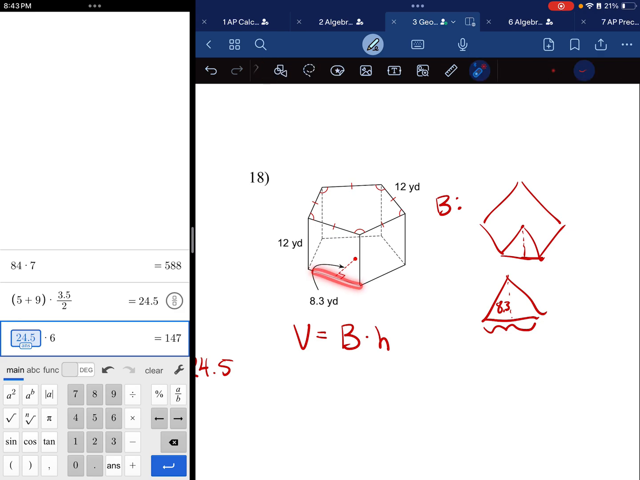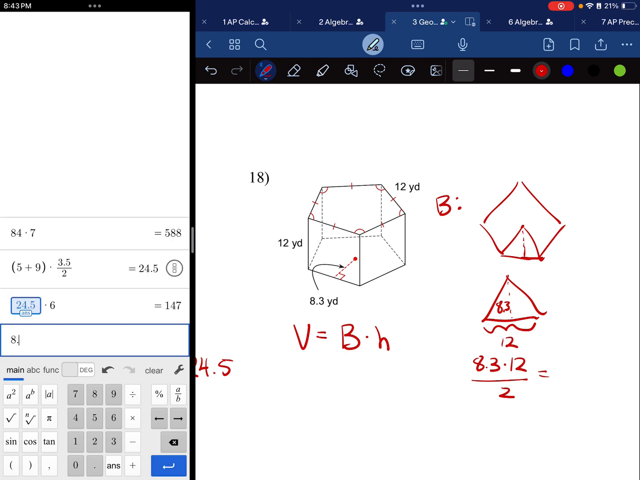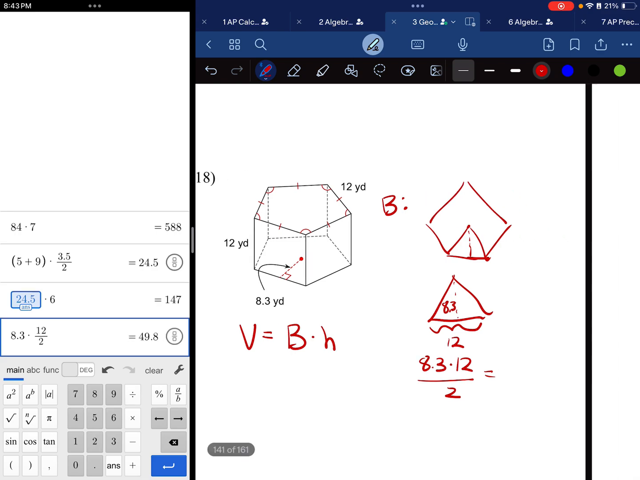I'm looking for this number, which is the same as that number, which is the same as that number, which is the same as that number, therefore it's 12, right? So I can say that base is 12. So to find the area here, it's going to be 8.3 times 12, and that all divided by 2. That's going to be 6 times 8.3. Or I can just type in 8.3 times 12, then divided by 2 is 49.8.